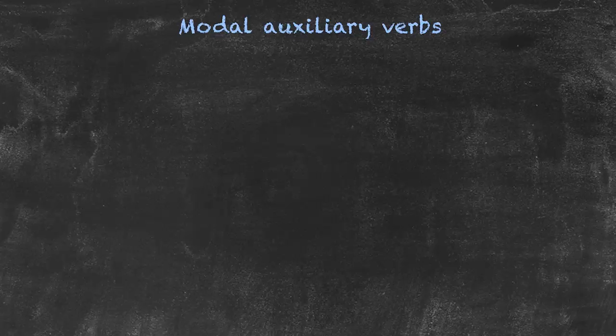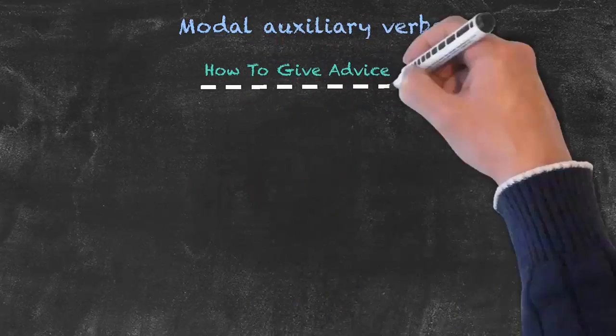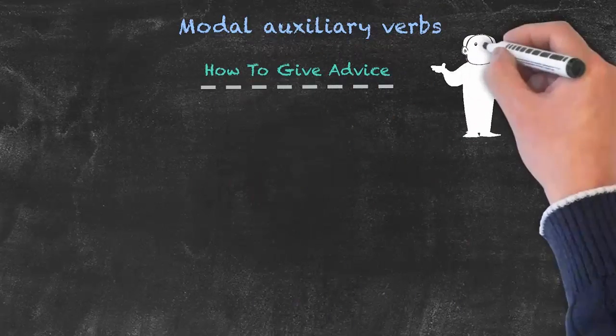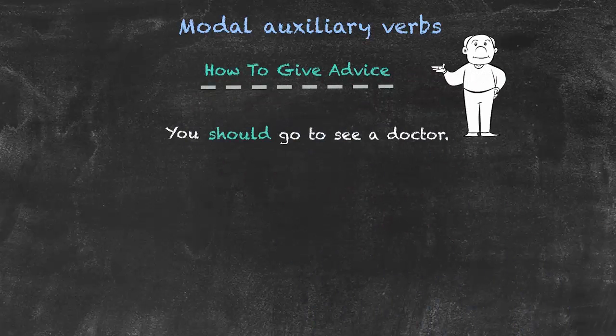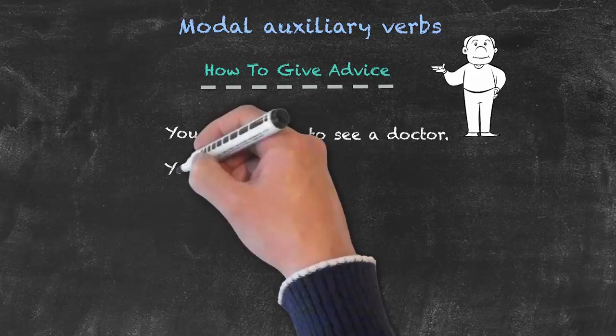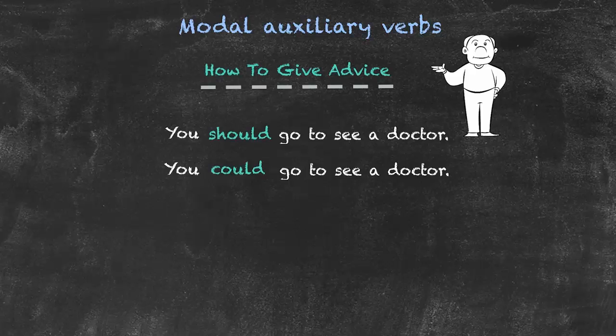So, for example, how to give advice. With students of a higher level that have some knowledge of the various modal auxiliary verbs, it's more appropriate to teach in this way. So if we're talking about ways to give advice, we could start with, you should go to see a doctor, as a typical way to advise somebody to do something. If the advice was a little bit weaker than that, you could go to see a doctor. It's not important that you do, but there is some advice being offered here.